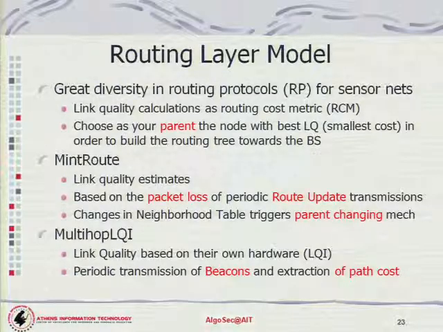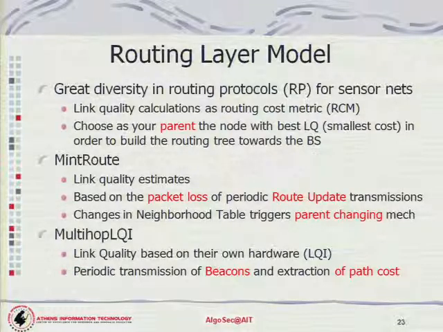Why is this done? First of all, because whenever you trigger your parent changing mechanism, this costs energy, and energy is really important in sensor networks. Also, if you make a lot of changes, this may lead to routing cycles, because when you choose your parent, you don't actually know if it has a path to the base station. So they have created algorithms for deleting these cycles, but this is really costly, so they don't want to have such routing cycles.